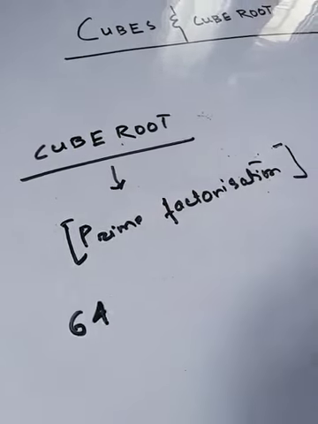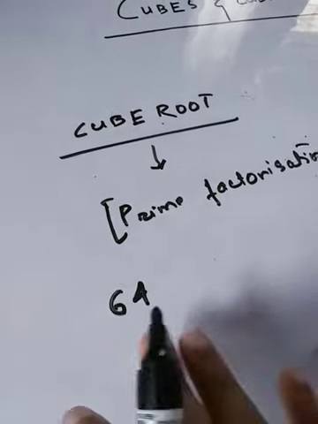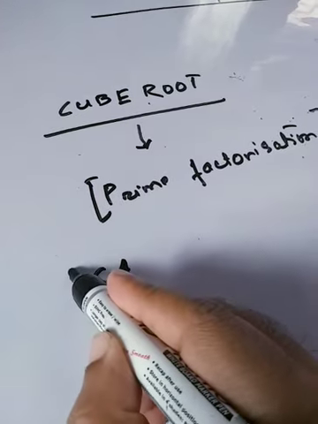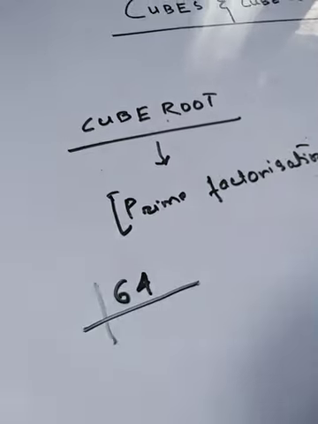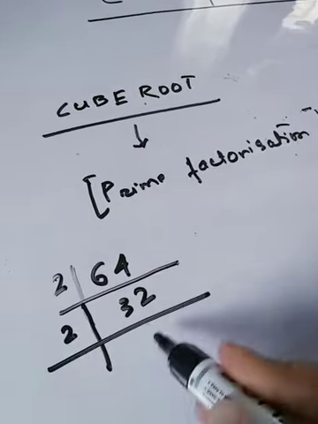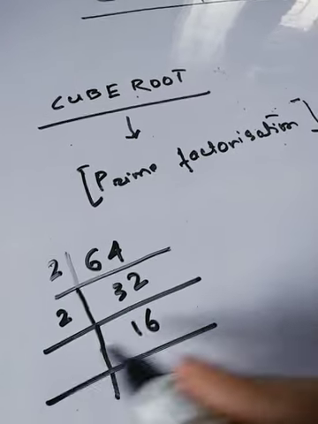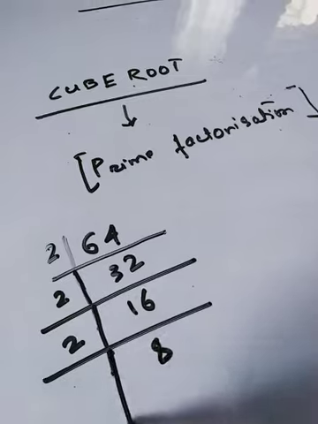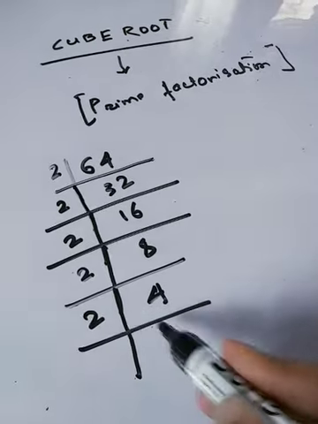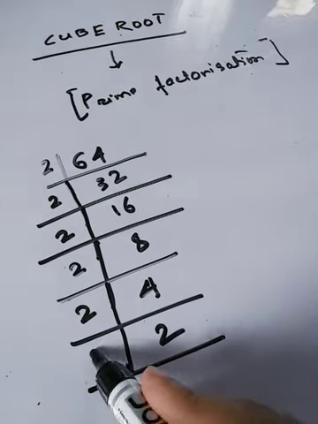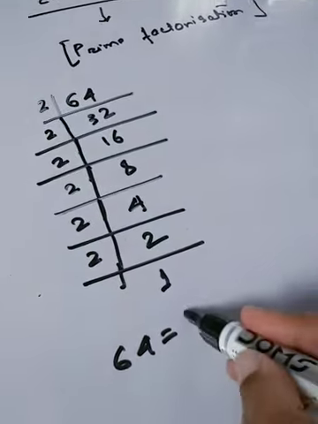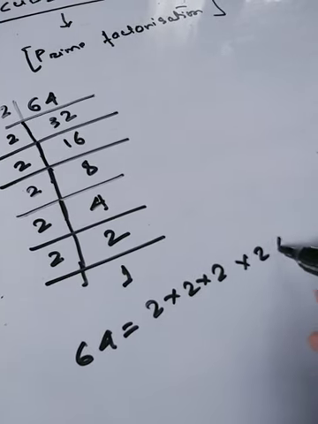Suppose the question has been asked whether 64 is a perfect cube. Now how to answer this? The first thing that you will do is prime factorization. 2 32s are 64, 2 16s are 32, 2 8s are 16, 2 4s are 8, 2 2s are 4, 2 1s are 2. Now how to write 64? 64 equals 2 into 2 into 2 into 2 into 2 into 2.